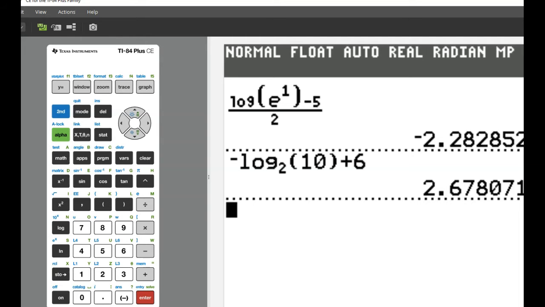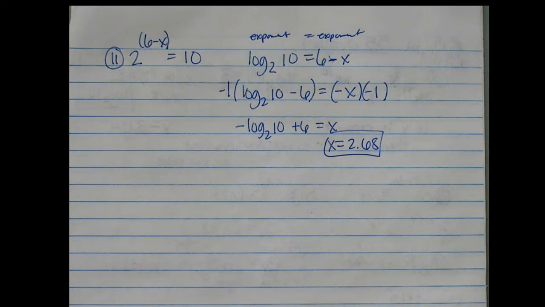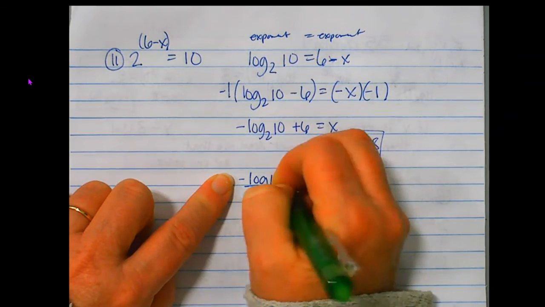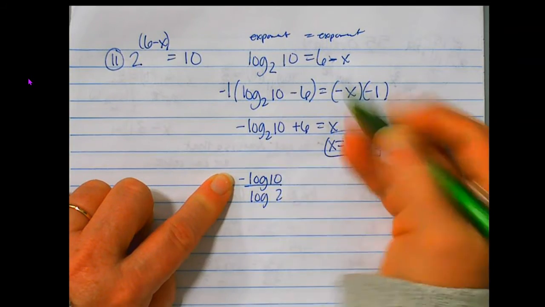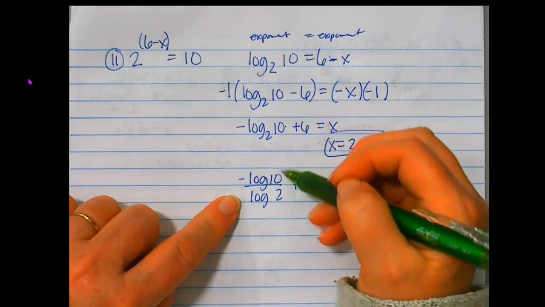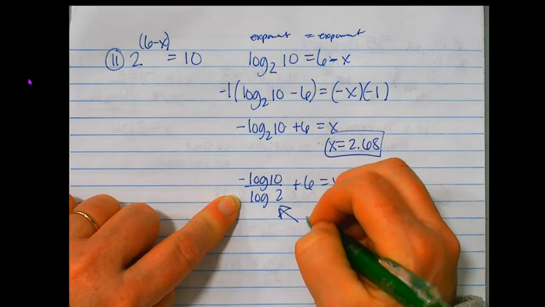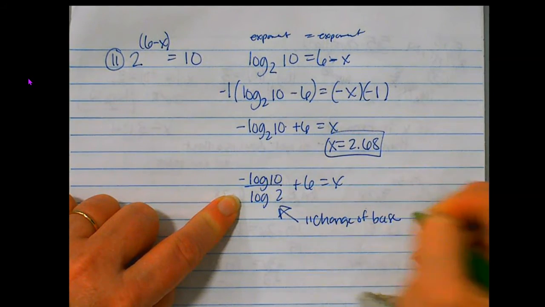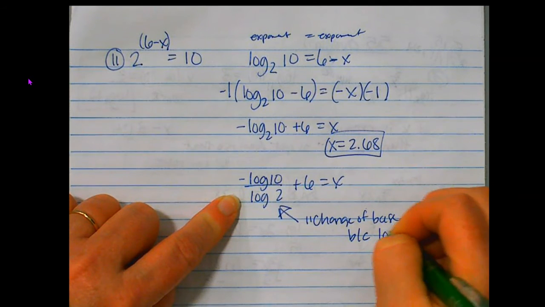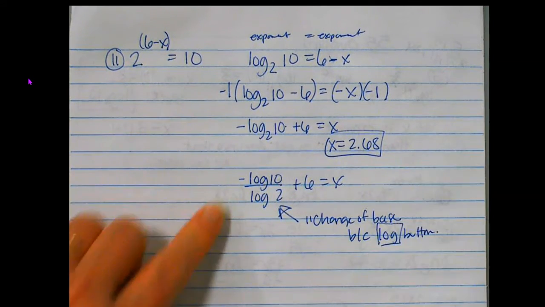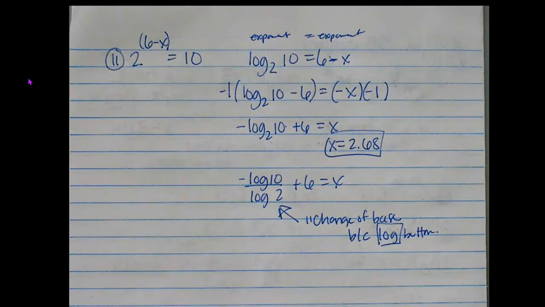So we type it in. If we didn't have that button, we would have written this, negative log of 10 over log of 2. 10 goes on top, 2 goes on the bottom. This is how you do it with change of base. And that's because we have a log button. It just says log. Okay, so 11.